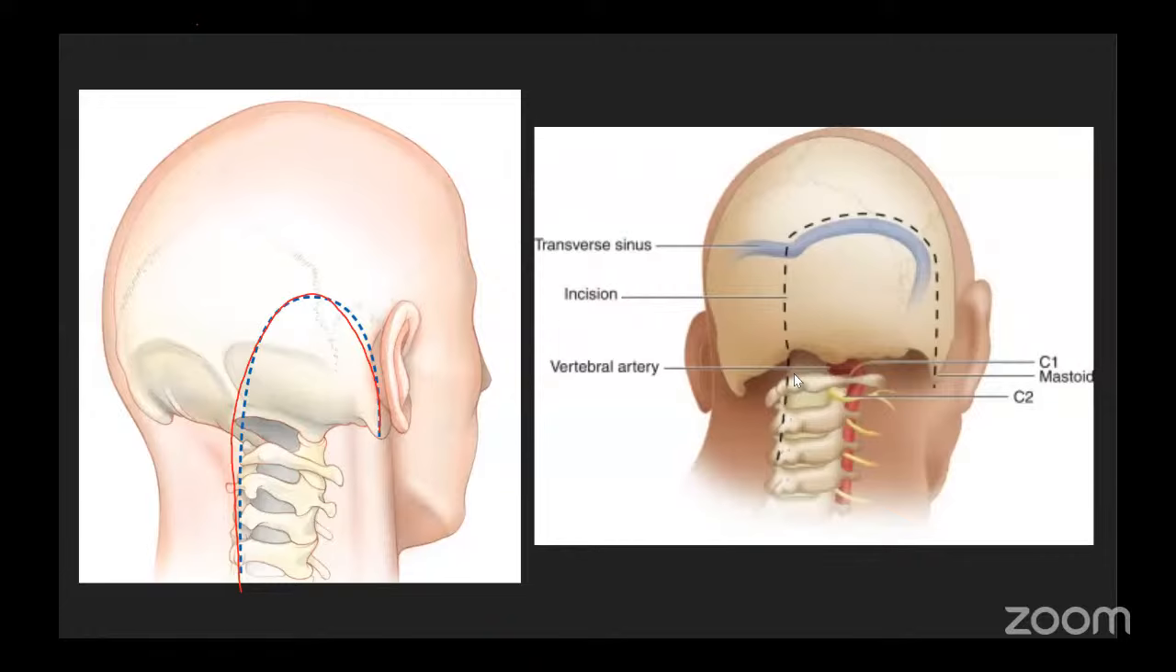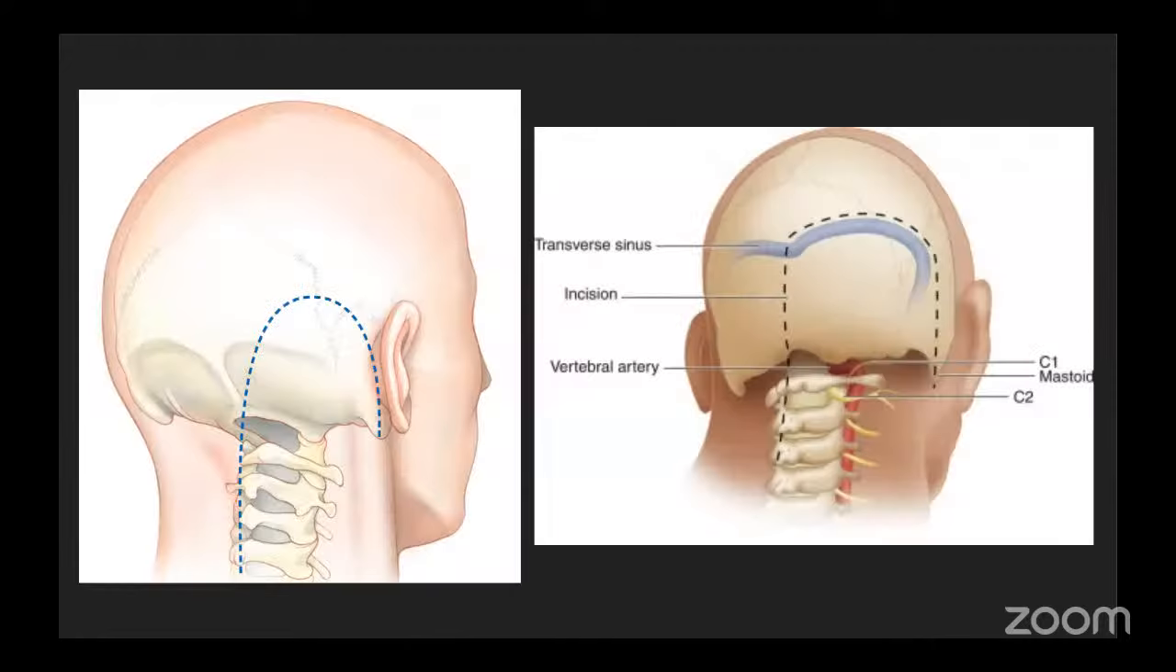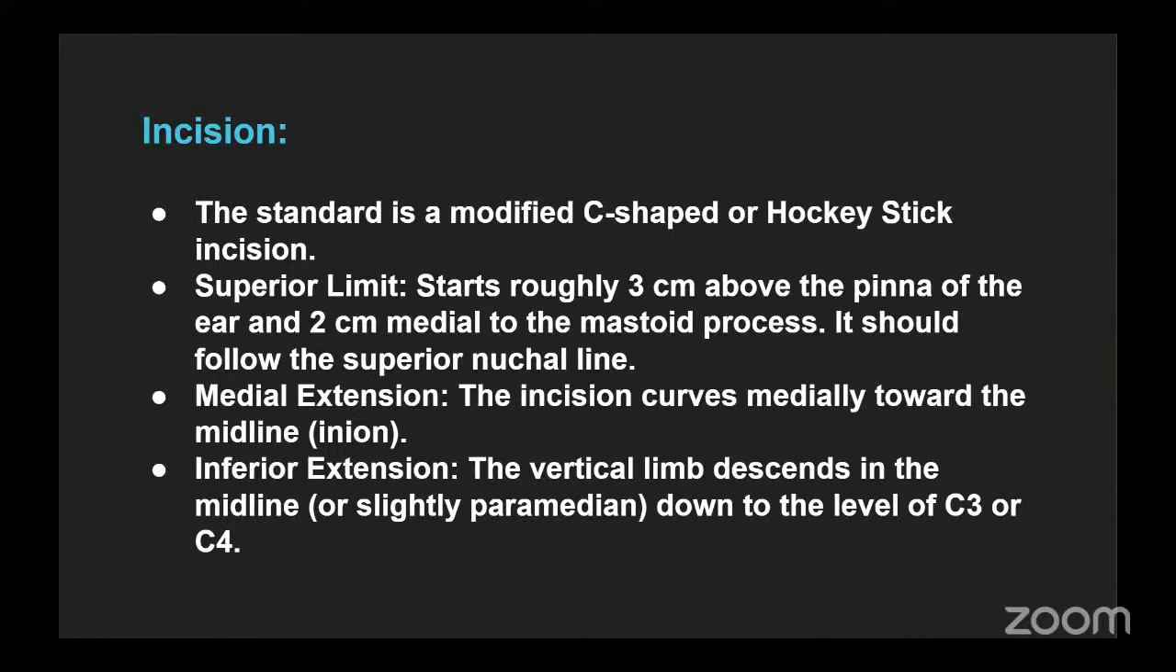So the incision is a standard modified hockey stick incision. What is the superior limit? Roughly 3 centimeters above the pinna, 2 centimeters medial to the mastoid process. Then we follow the superior nuchal line. You can come back here. You see we have started at the mastoid process. Then we are curving towards the medial portion. We are following the superior nuchal line here. And then we are coming downwards. The inferior extension extends to the level of C3 or C4.